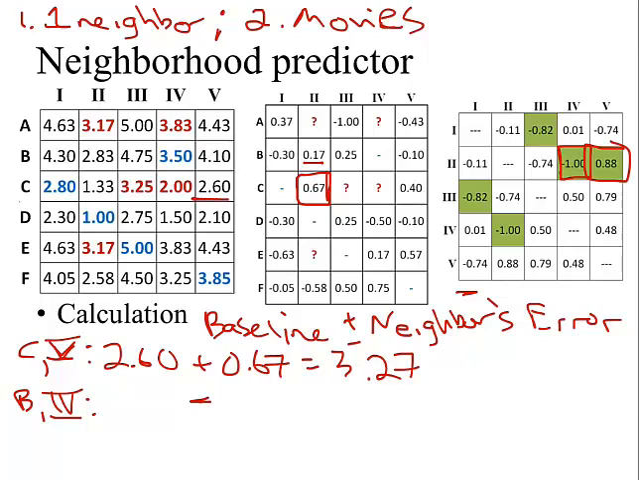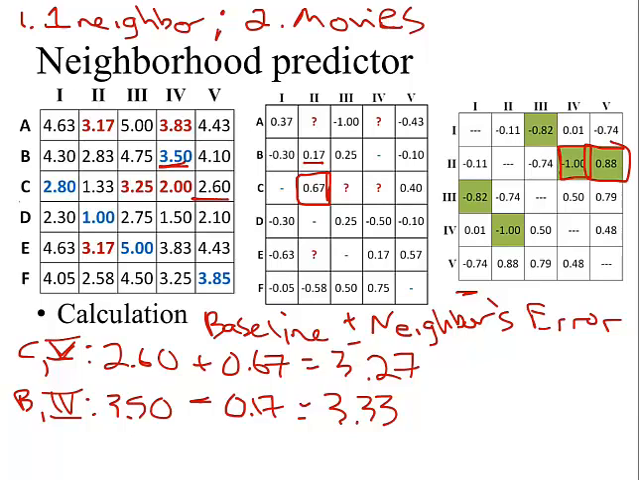So we're going to subtract 0.17, and what we're going to subtract from is the baseline prediction of user B's rating for movie 4, which is 3.50. And so when we subtract that out, we're going to get 3.33.